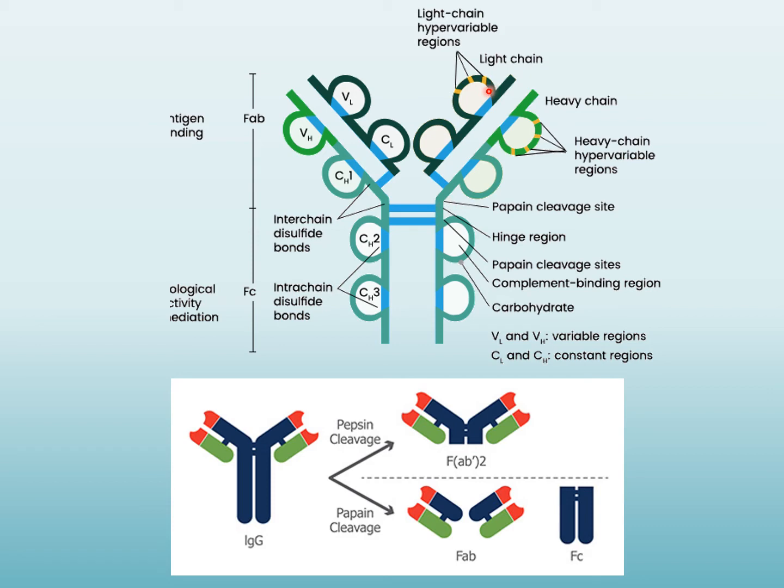When we have a closer look at the variable region of the light chain, you can see there are some hot spots, the yellow highlighted regions, which are called hypervariable regions of the light chain. You can also see similar hotspots on the heavy chain, which are called heavy chain hypervariable regions. These are the regions which are quite variable and determine the specificity of the antibodies.